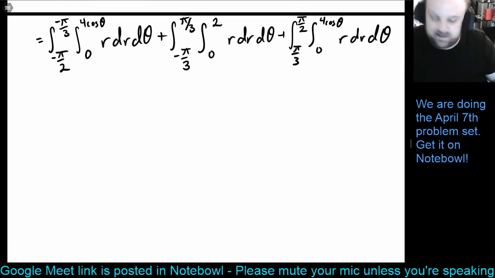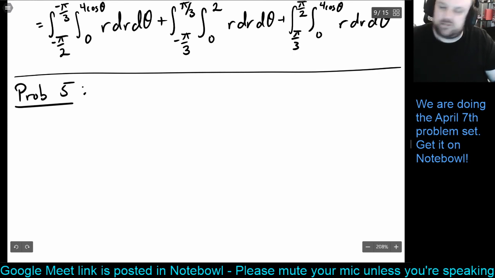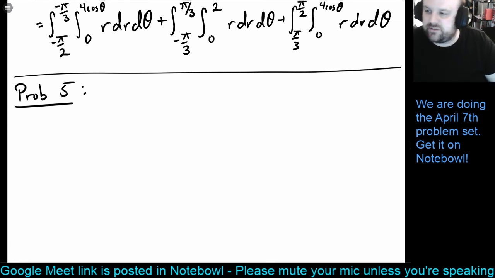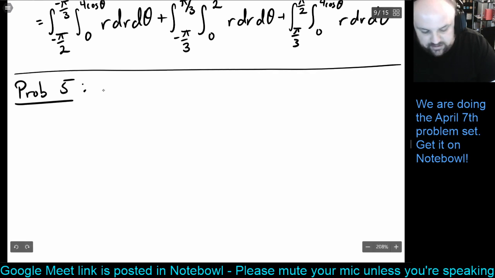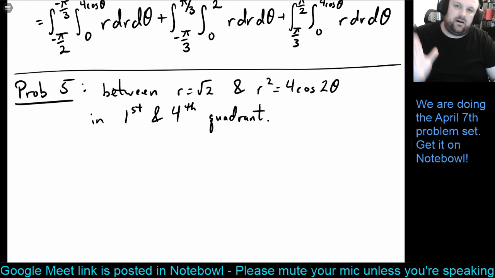All right, so let's look at number 5. Problem 5 is probably the most interesting one on here, in terms of polar integration. So here, we're looking at the area between r equals square root of 2 and r squared equals 4 cosine of 2 theta in the first and fourth quadrant. In other words, on the right half of the plane, what that means.